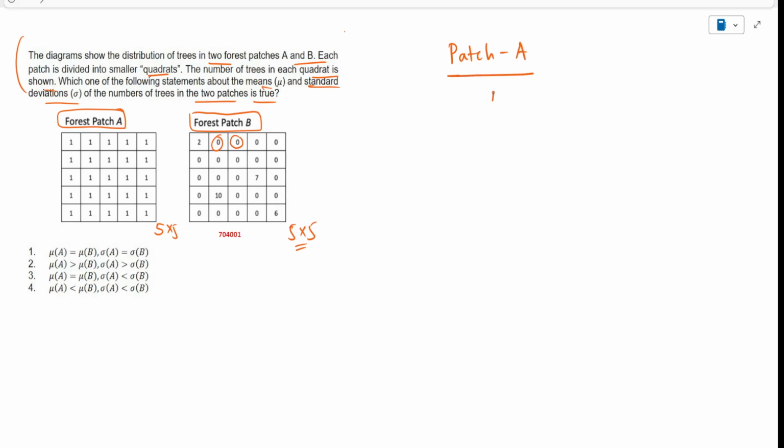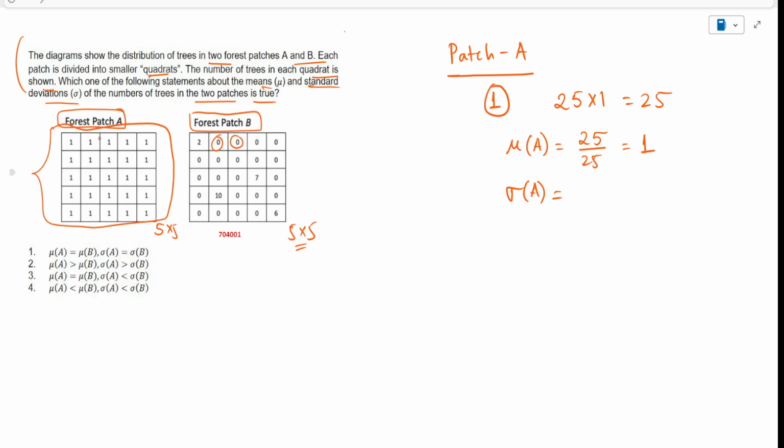all numbers in each box are 1. Therefore, there are a total of 25 boxes and each contributes 1, so the total is 25. If we simply calculate the mean, the simple average, 25 trees and 25 quantities, that means 1. And what is the standard deviation? Since all the values are the same, there is no deviation in any patch of the trees. That means the standard deviation is 0 here.